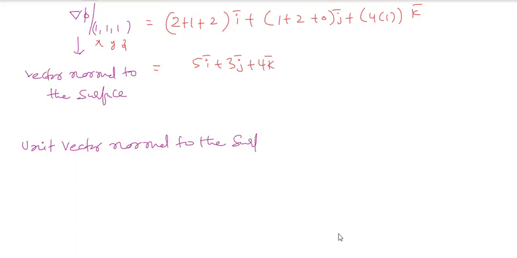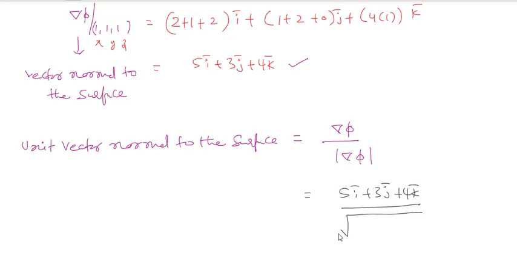The unit vector normal to the surface, if I want to calculate it, you will have del phi divided by mod del phi. So del phi you already calculated. This is your del phi. What is the mod of that one? Del phi is 5i bar plus 3j bar plus 4k bar. The magnitude, mod del phi, is the square root of 5 square plus 3 square plus 4 square.